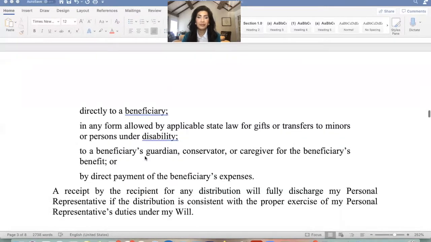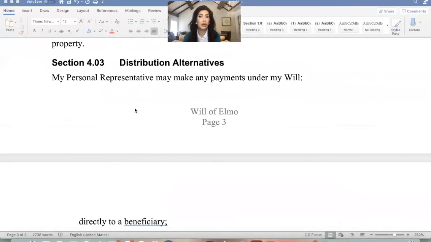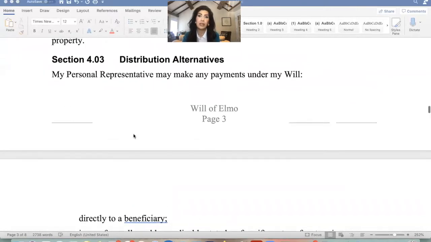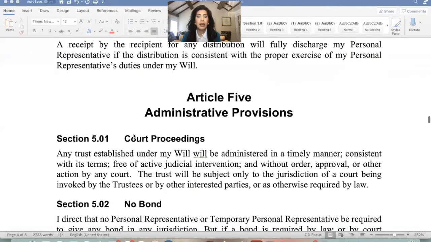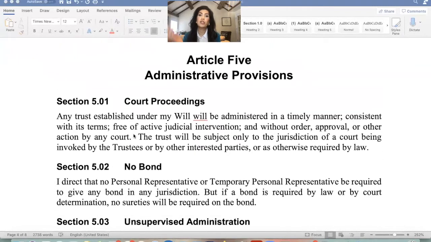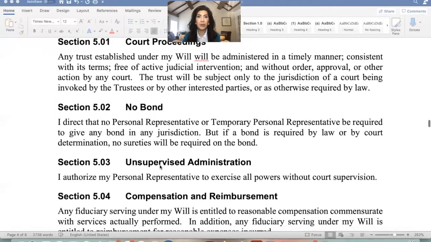If a personal representative wishes to distribute directly to a beneficiary, so if it's a spouse, they can just inherit themselves, that's fine, or to the trust. And then Article 5 is instructions to the court. We want to make sure that whoever is reading this knows that they have to keep the job easy. So no bond needs to be posted for the personal representative.